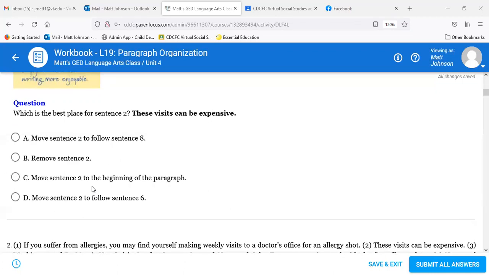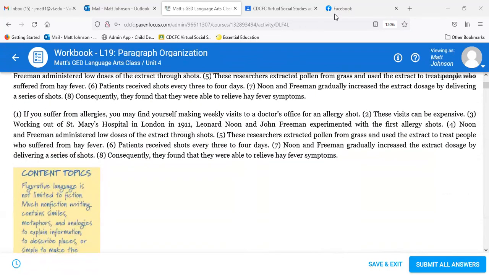Could I view the paragraph? There you go.